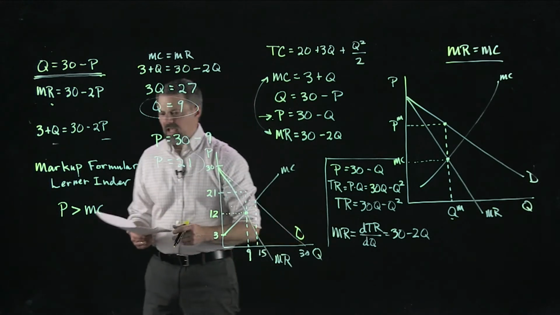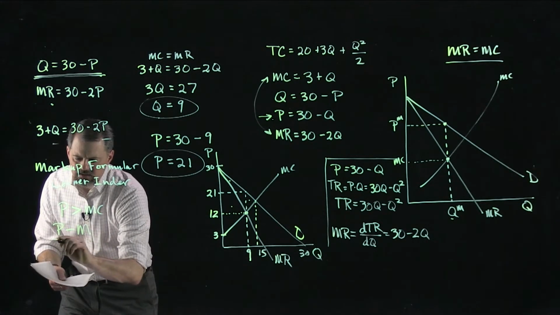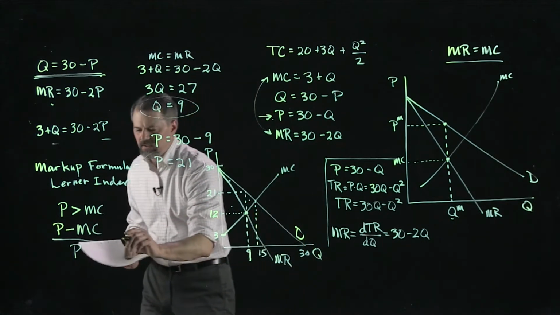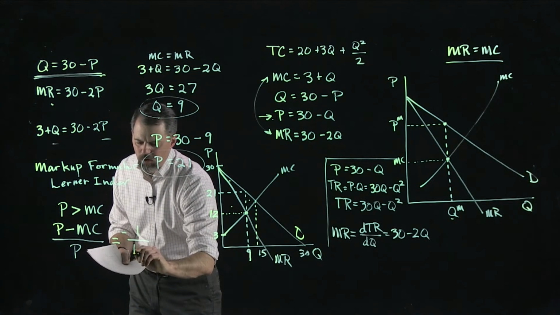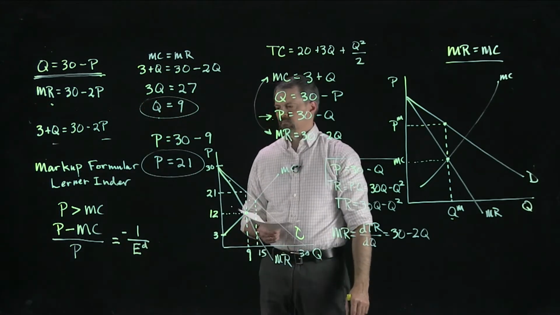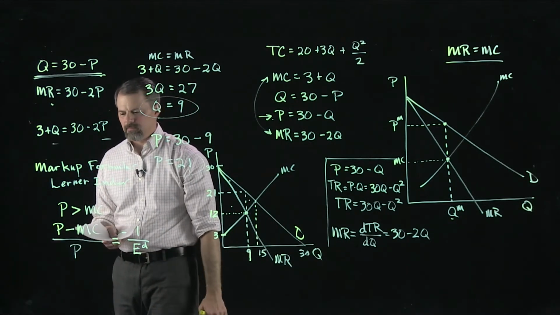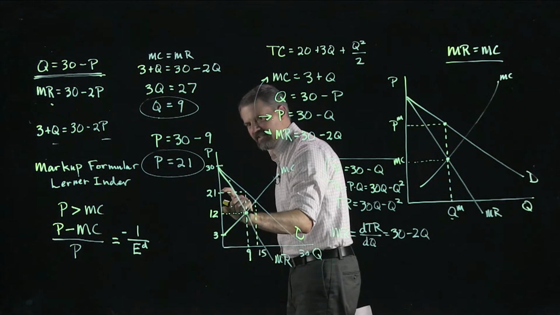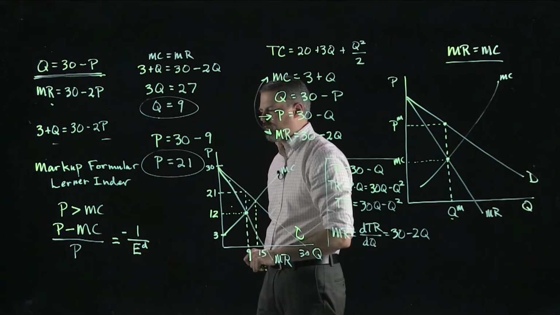So here's how the markup formula works. Here's the Lerner index: price minus marginal cost, divided by P, is equal to 1 over, and then we're going to put a negative sign out here, 1 over the elasticity of demand. So notice that this is the percent of the firm's price that is the markup. So this price minus marginal cost would be this distance right here. In this case, it would be $9.